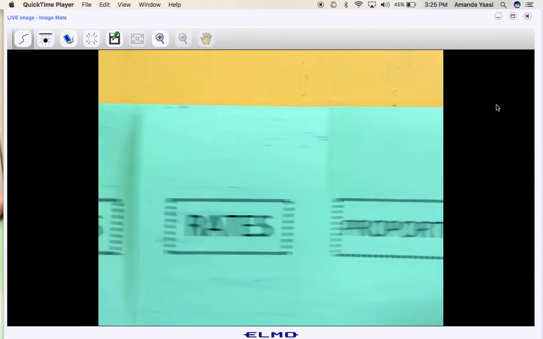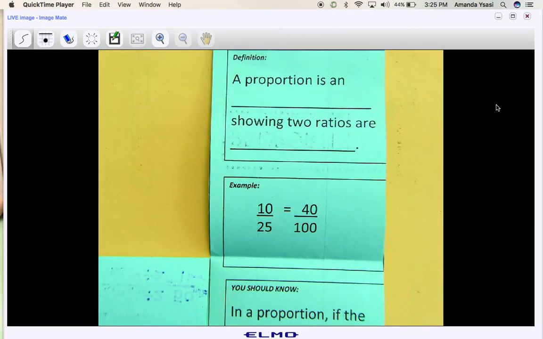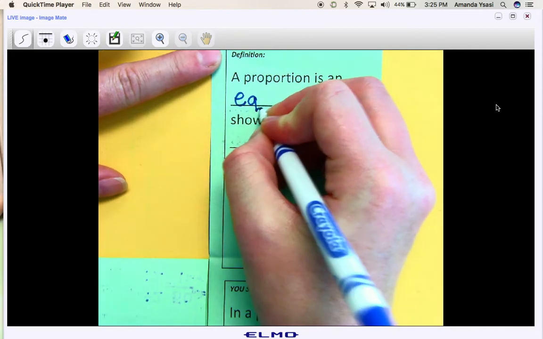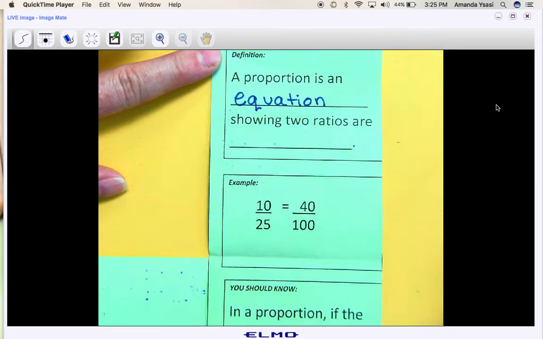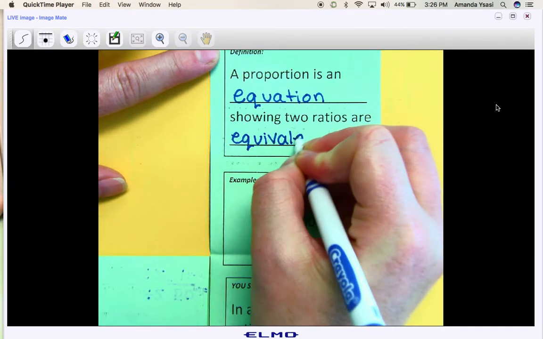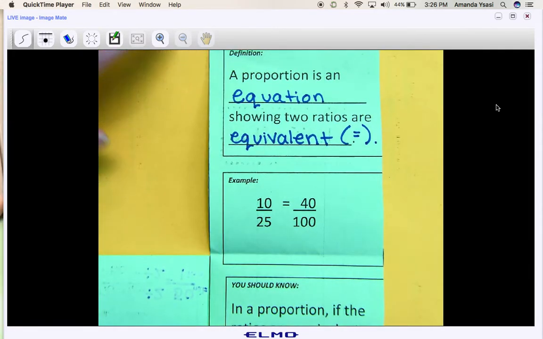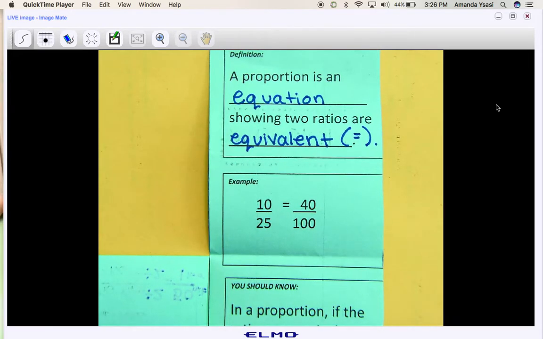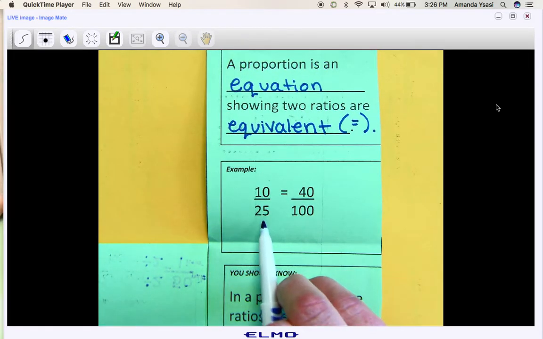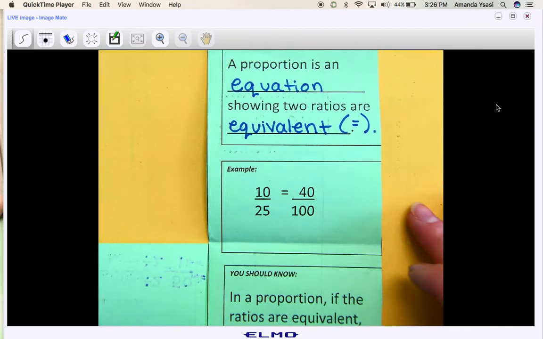Okay, let's move on to proportions. A proportion is an equation showing two ratios are equivalent. Equivalent means equal. So an example would be 10 over 25 equals 40 over 100. So that would be equivalent ratios, which means it's a proportion.